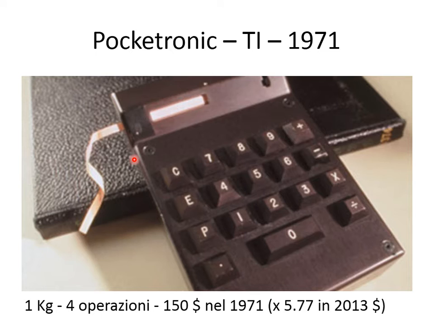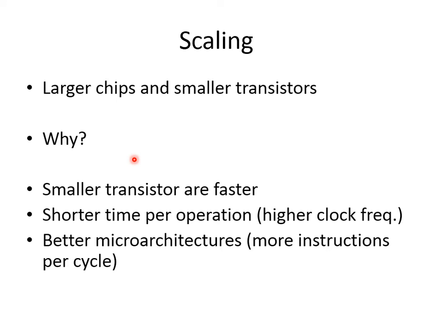What is the reason why the industry invested in order to obtain scaling down of transistor size? There are different reasons. We will explore them in the class. But let me just put some things here in this first introduction. In order to scale, to increase the number of transistors per chip, you need to have larger chips and smaller transistors. Okay, as I said before, especially smaller transistors. Why? There are three reasons basically.